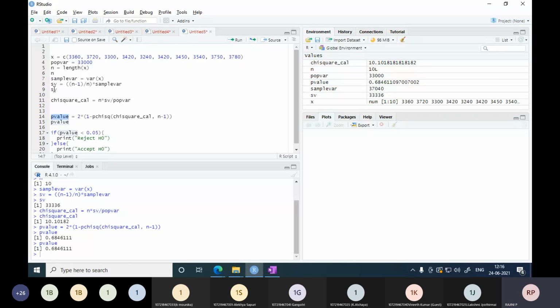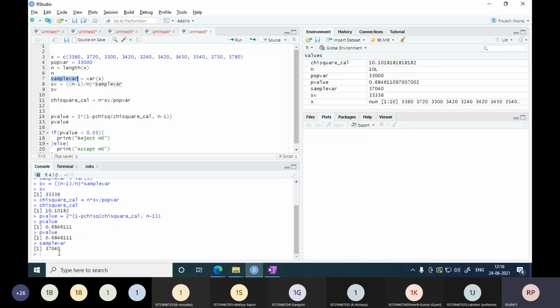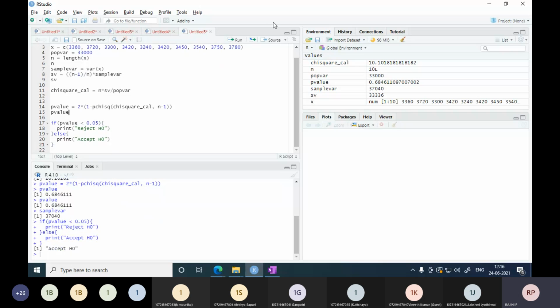See, the sample variance I did not write. I don't know what the value is, but I want to know it. Select this and run. What is the sample variance? 37040. Did you understand? Yes, ma'am. And now the probability value, I got it. The probability value is 0.6846, which is greater than the level of significance. That's why it is showing the result as accept H naught. Is it clear?